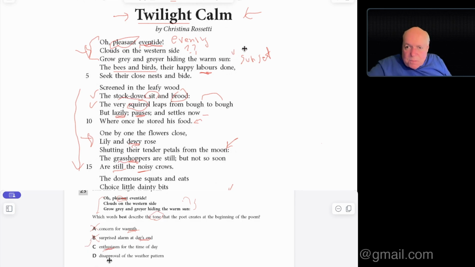And then D says disapproval of the weather pattern. Again, we get no indication that there's a storm coming. And if it's just day to day, every day has a sunset. So C makes the most sense here.